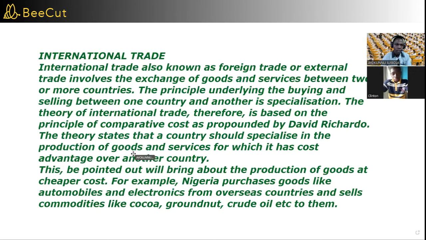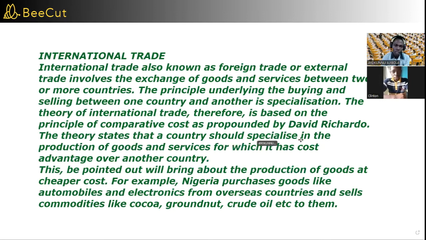So the theory states that a country should specialize in the production of goods and services for which it has cost advantage over another country. If you are going to be producing a commodity and it's going to be more expensive than in another country, then you are not supposed to specialize in that particular product. But if you have cost advantage, that is, your production will make it available to the consumers at a cheaper rate, then you should specialize in it, so that you can sell it out at high profit.